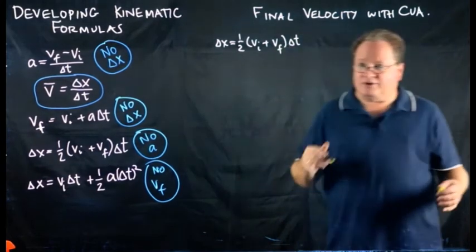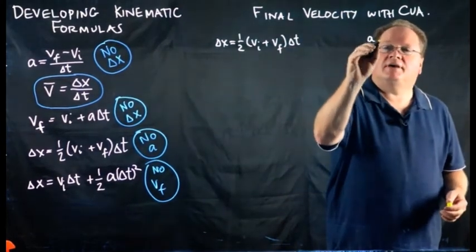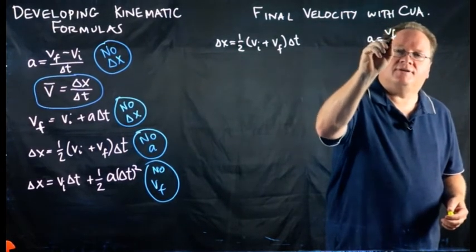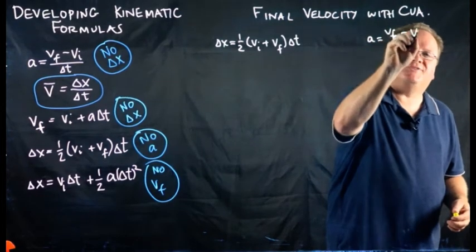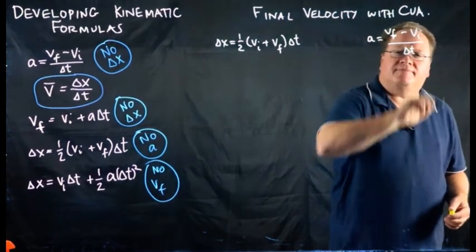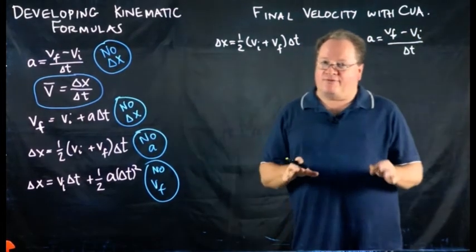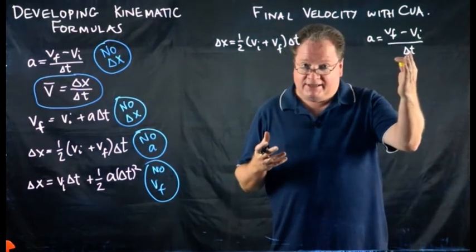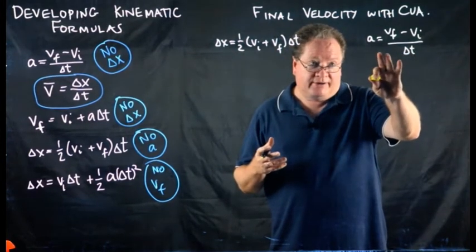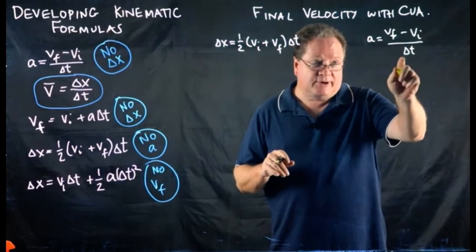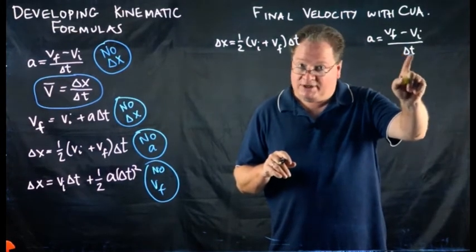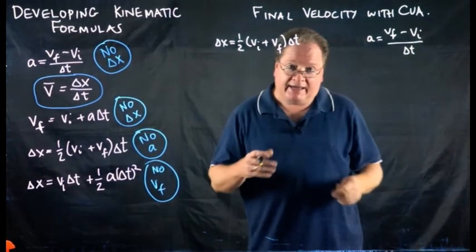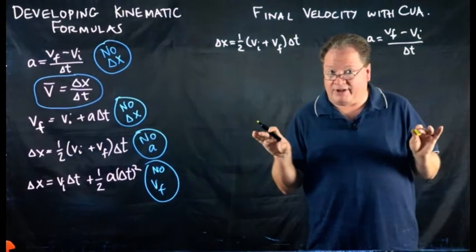I'm also going to use the acceleration formula. a equals vf minus vi over delta t. Okay? Now, if I want a formula that has no delta t, I need to get rid of delta t. So I want to take this equation. Here's my plan. I'm going to take this equation. I'm going to solve it for delta t. Once I do that, I'm going to substitute that in for delta t in this equation. And that'll basically mean we get rid of delta t.